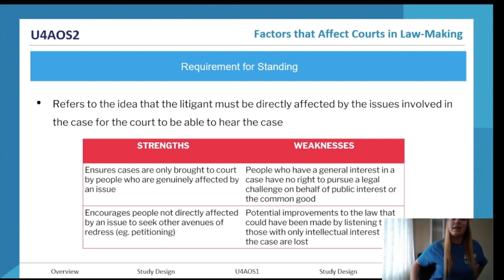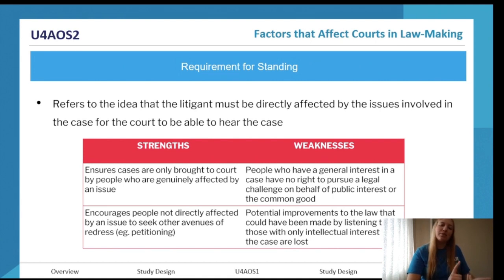And then we have our requirement for standing that we've also discussed in some detail today. This is referring to the idea that the litigant has to be directly affected by the issues involved in the case for the court to be able to hear the case. Very self-explanatory. We're making sure that cases only go to court if people are genuinely affected by an issue and it needs to be fixed because it has affected them and it needs to be resolved for that reason, not just anyone that wants to bring a case for some kind of personal reasons or advocacy.